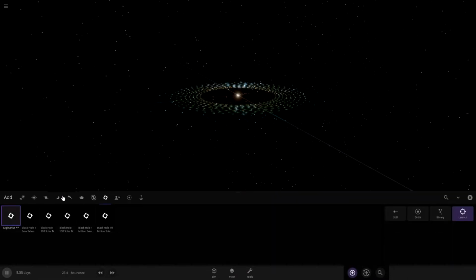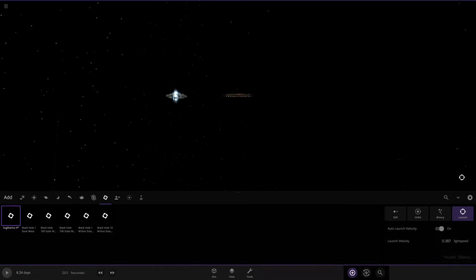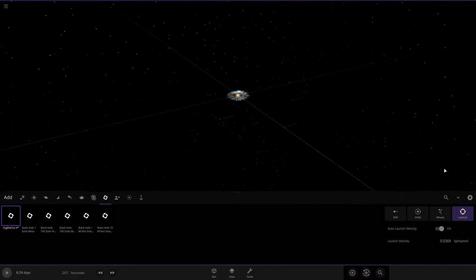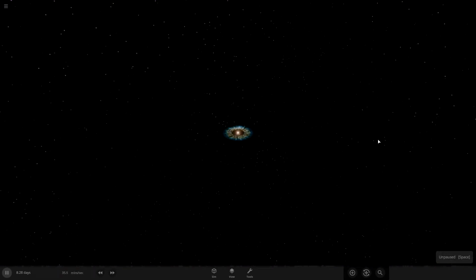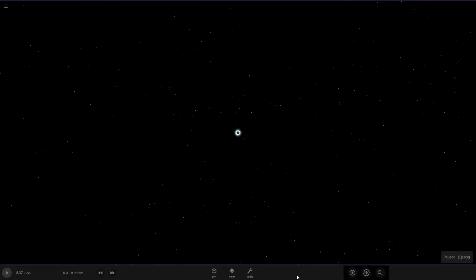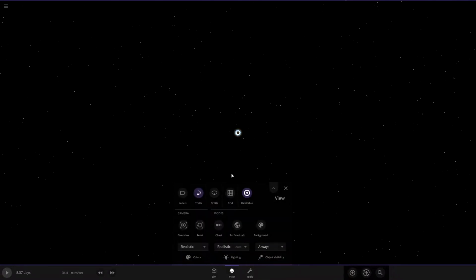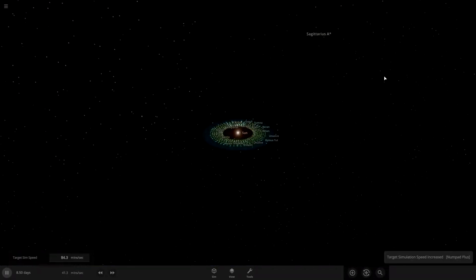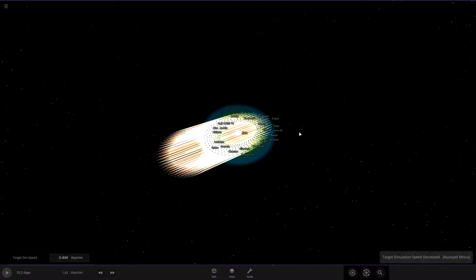Leave trails on. Sagittarius A star can just go there. Boy, I'm not looking forward to this. I'm gonna slow it way down. Uh-oh. I need to get the name for it. View. Label. What do I do? Uh-oh. Yeah. That's pretty much what I expected.